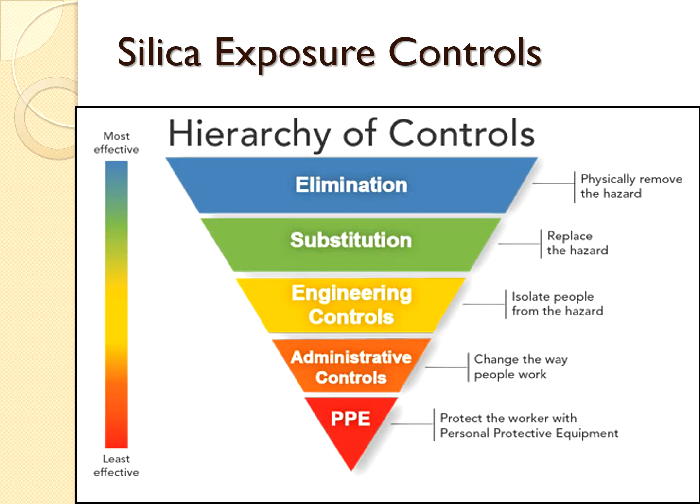Silica exposure controls. So we have a hierarchy of controls. At the top is elimination: physically remove the hazard. It's a sliding scale from most effective to least. Substitution: replace the hazard. Engineering controls: isolate people from the hazard. Administrative controls: change the way people work. And PPE: protect the worker with personal protective equipment. That's the least effective, and it works its way down.